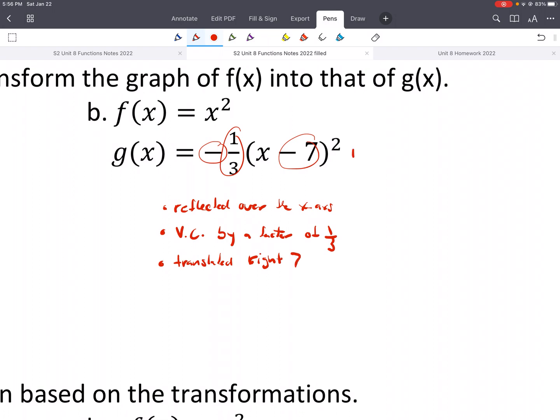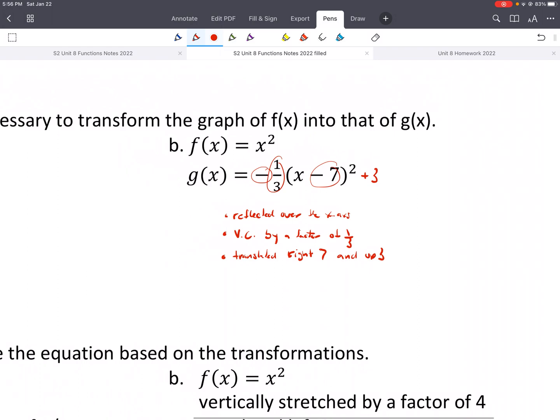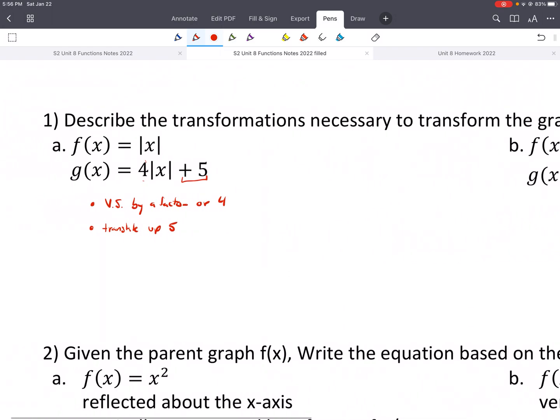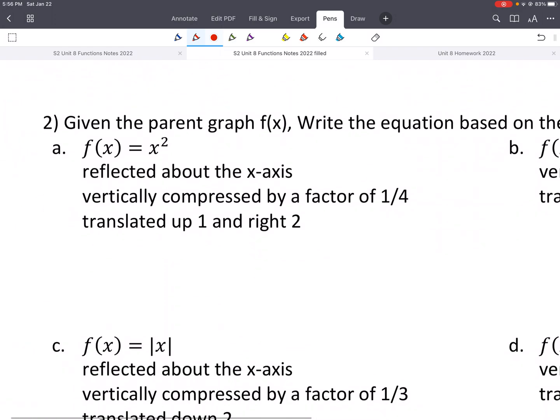Okay. If you also had something like up 3, then you can just say and up 3, so that you don't have to write another bullet. But either way would be great. All right, and then next for number 2, these are basically the same, just going backwards. So I tell you what the parent graph is and the transformations, and you just need to write the new equation after the transformations.